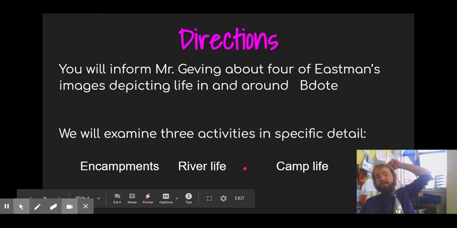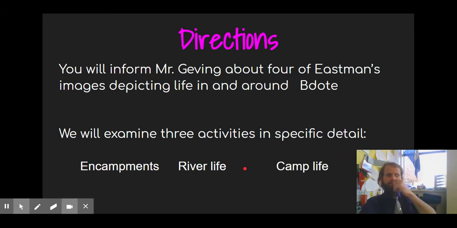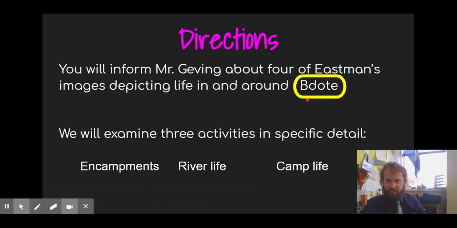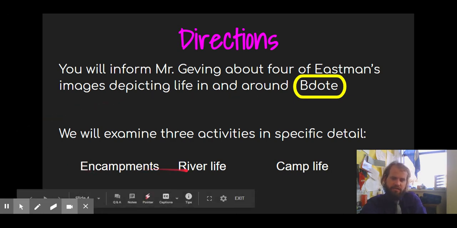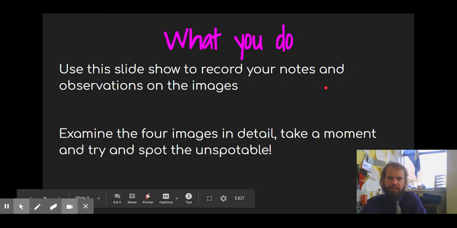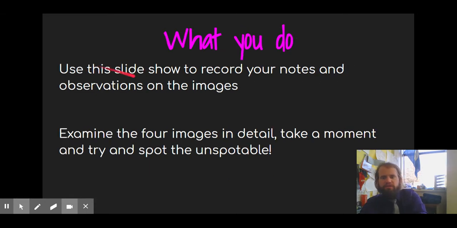You're going to be informing me about 4 of Eastman's images depicting life in and around Bdote. That's a word that we don't know. I've circled it. We're going to come back to it in a few moments. And we're going to look at 3 things in detail. We're going to look at encampments, river life, and camp life. We'll have 3 main themes to our images. Bdote. I wonder if we'll find out what that means. Yes, we will. We're going to use this slide to record our information. We'll use this slideshow. We'll put our answers right in here.